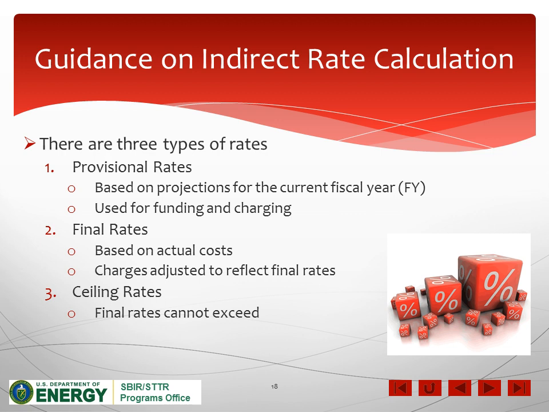DOE utilizes three types of rates. Provisional rates are based on projections for the current year. Final rates are based on actual costs. And ceiling rates are the maximum allowable rates set by the Office of Acquisition and Assistance during the awarding process. The final rates, even though they may be higher than the ceiling rate, may not exceed the ceiling rate.